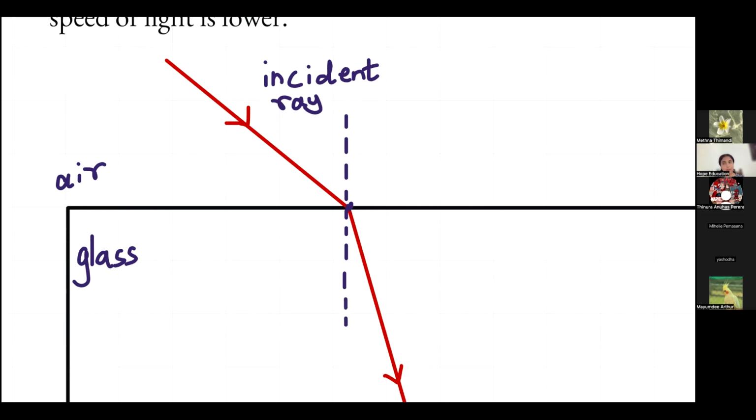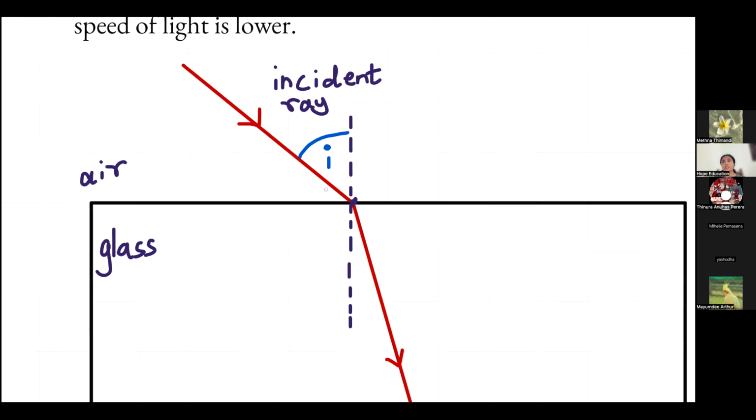Just like in reflection. In reflection too, where the incident ray strikes, we call it the point of incidence. Here also, when the incident ray comes and strikes on this glass surface, we call it the incident ray. The angle between the incident ray and the normal, we call it the angle of incidence, and I use simple I to show that. Up to that point, is it clear?